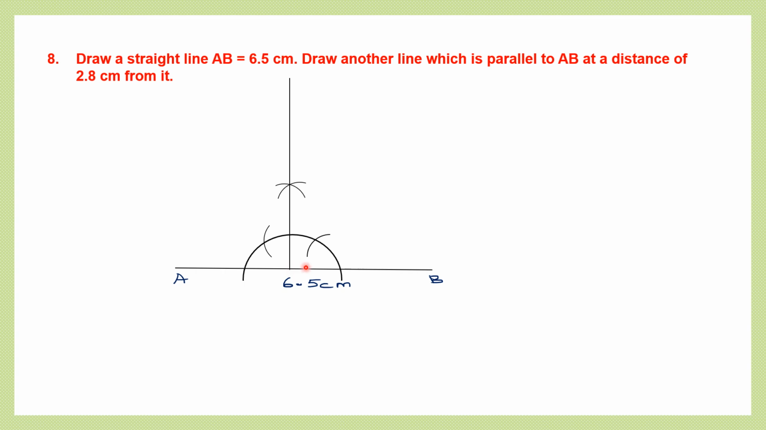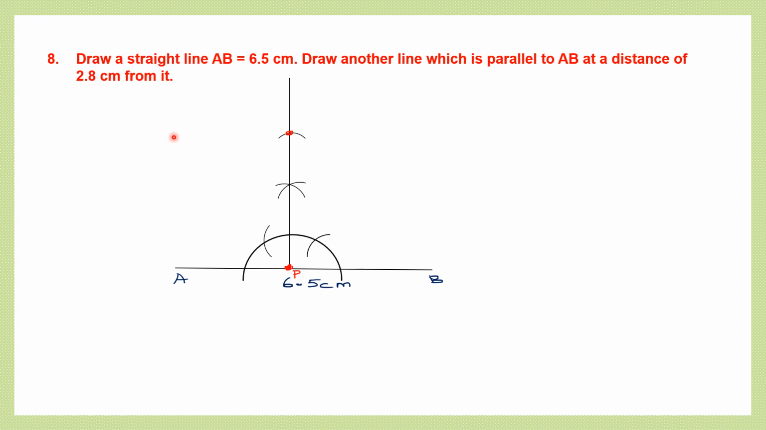Now on this line we are going to mark 2.8 centimeters. So take your compass, measure 2.8 centimeters, place it at this point which we are going to name as point P. Now here at point P, place your compass needle and cut an arc of 2.8 centimeters. So here we have cut this arc here. So this point here is 2.8 centimeters.